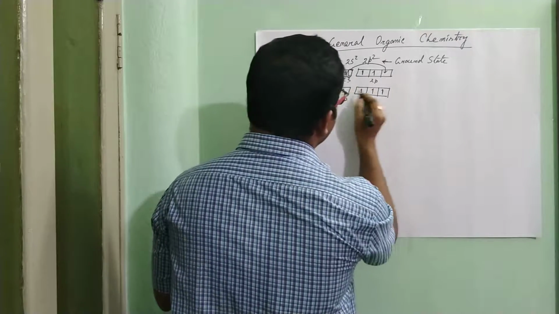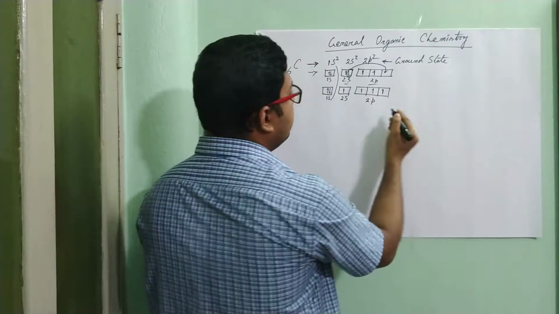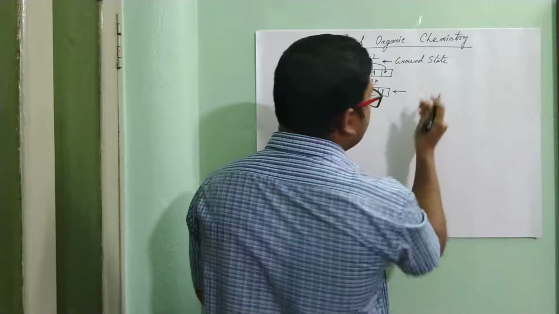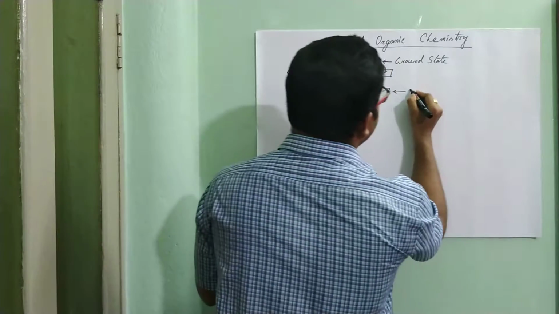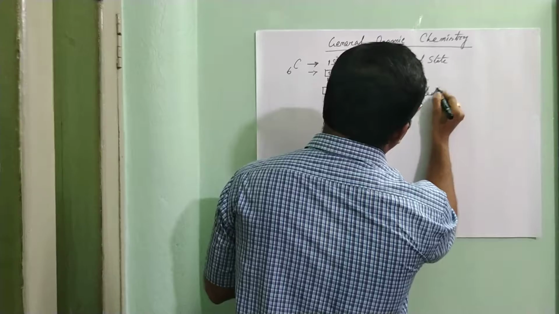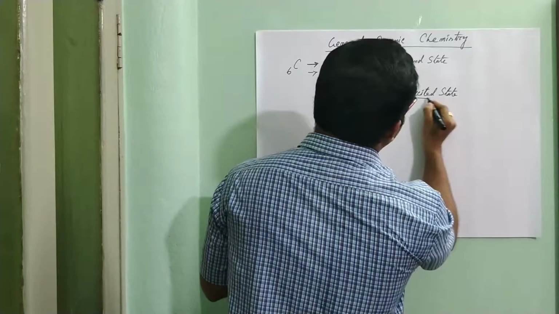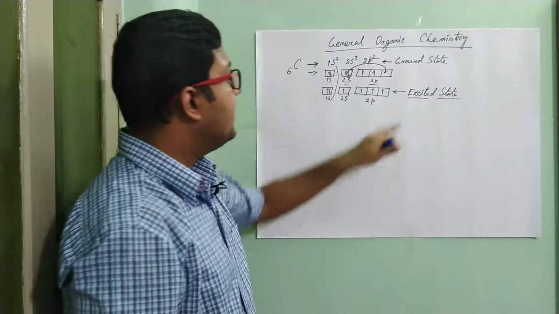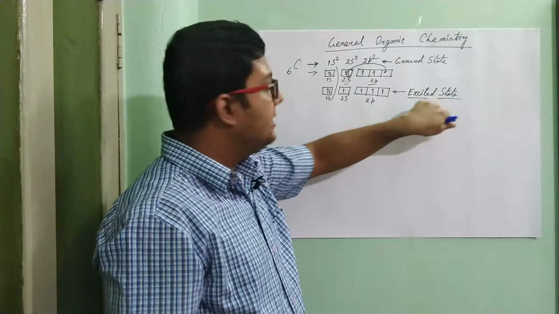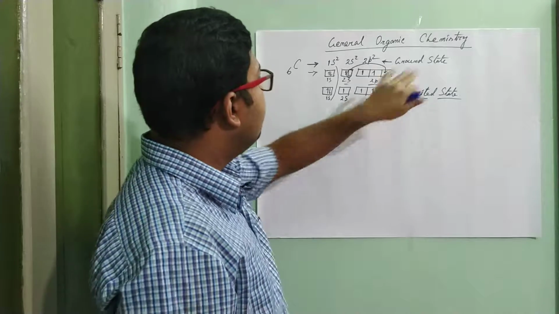So what's going to happen to the 2s and 2p electrons? One electron has been promoted from 2s to 2p, and this is the electronic configuration here. It's actually the excited state electronic configuration. In this excited state, it's going to react and produce some compounds.